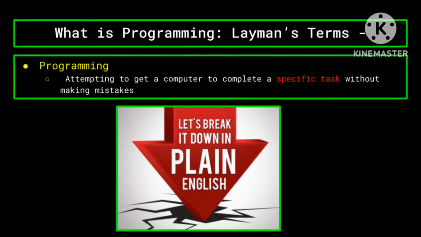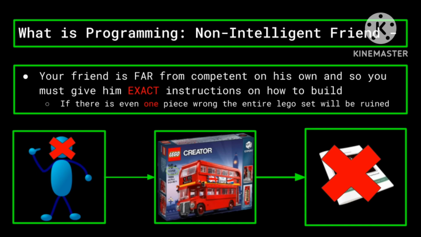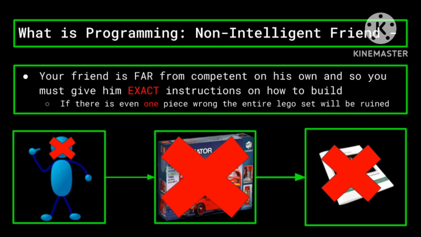Essentially, it is attempting to get a computer to complete a specific task without making mistakes. Imagine this, for example. You want your less than intelligent friend to build a Lego set, except he has lost the instructions and can only build based on your commands. Remember though, your friend is far from competent, and so if they are not given very specific instructions on how to build the set, there are many mistakes that they could make. If he thinks like a computer, then if there is even one piece that you have not told him specifically where to place and how to place it, the entire Lego set will be ruined, and he will be left to suffer a complete mental breakdown, causing the whole goal of the project to be corrupted.